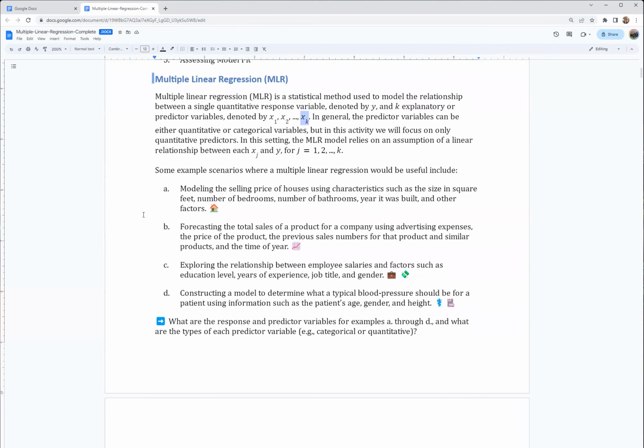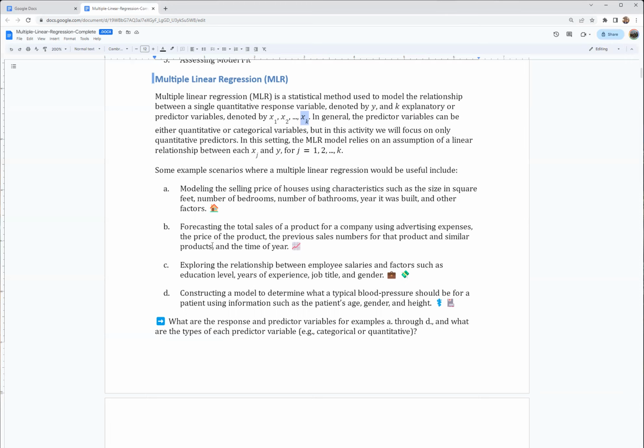So some examples where we would use multiple linear regression, one that often affects people's lives when you're shopping for homes or selling your home, is modeling the selling price of a house. Typically, this involves using characteristics such as the size in square feet, number of bedrooms, number of bathrooms, the year the house was built, maybe the particular neighborhood the home is in, or other factors like businesses that are close by, different things like that.